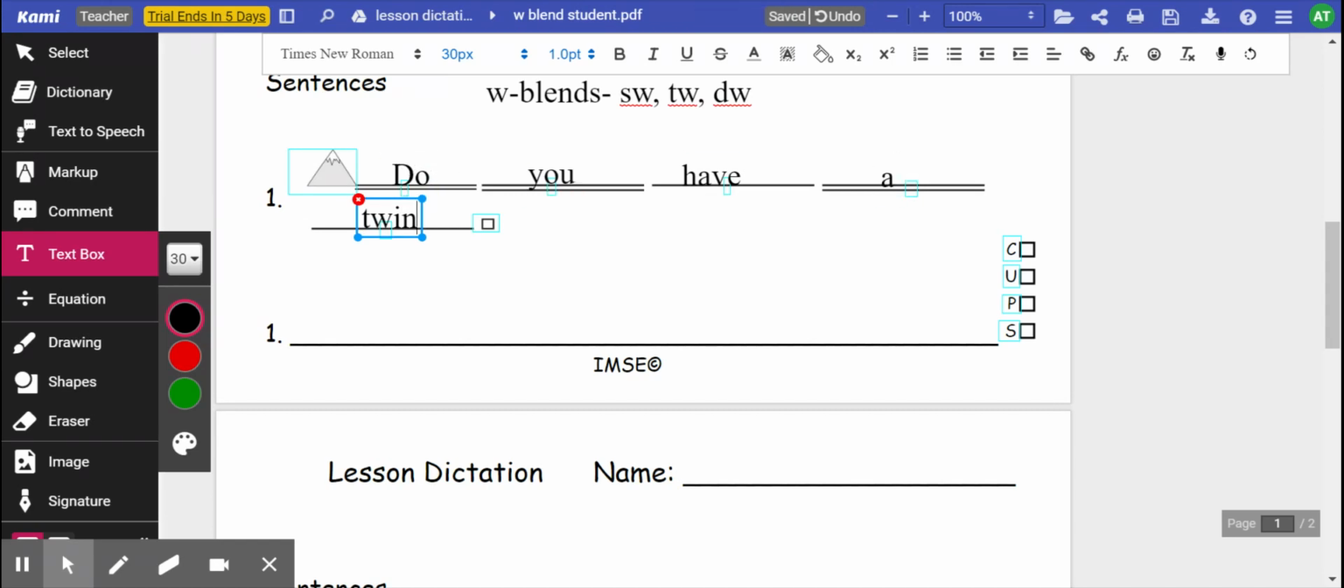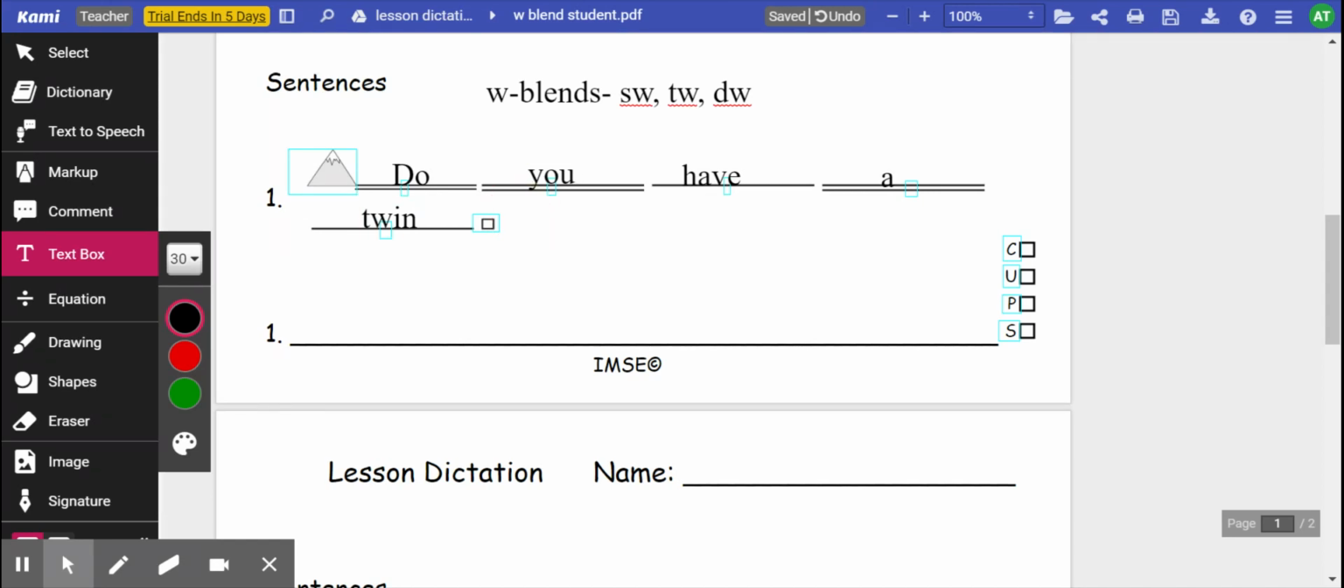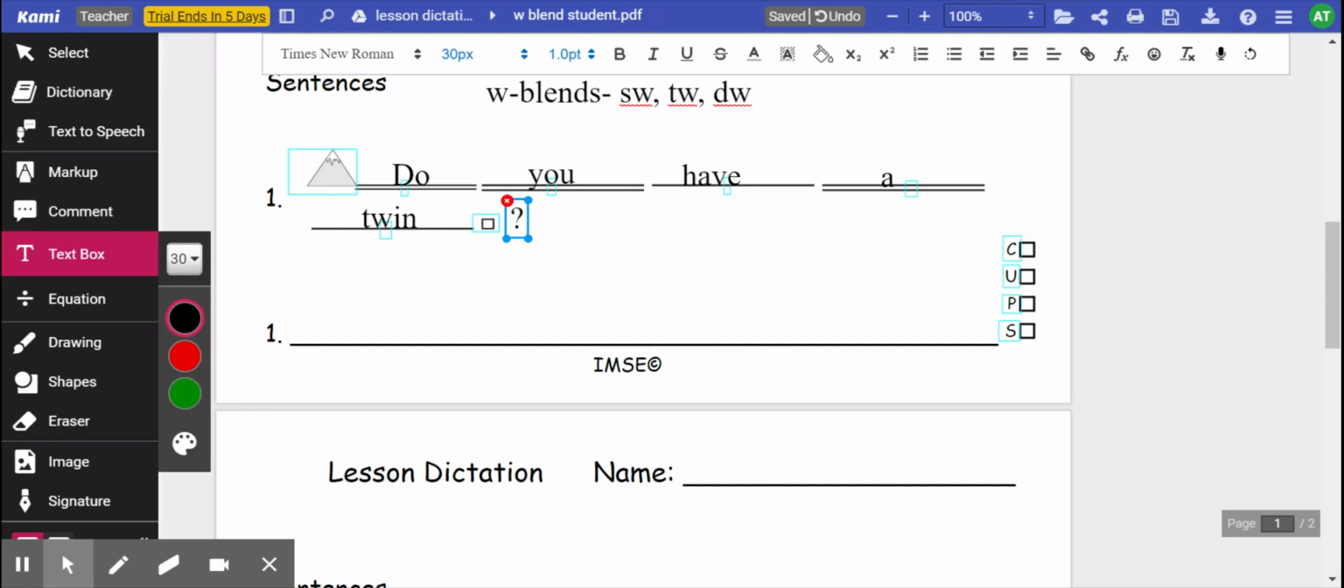Are we saying something or asking a question? We're asking a question. So let's put a question mark. There you go. And when you check the teacher's copy, do you rewrite? Check for CUPS. So capital D. U for understanding. Do you have a twin?